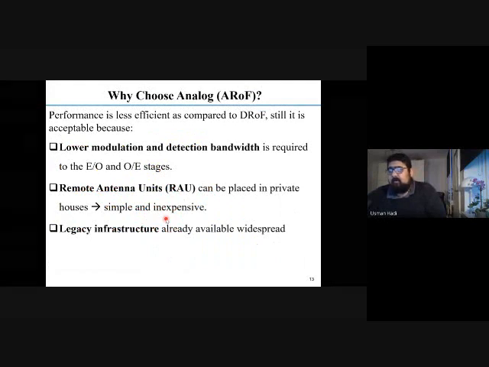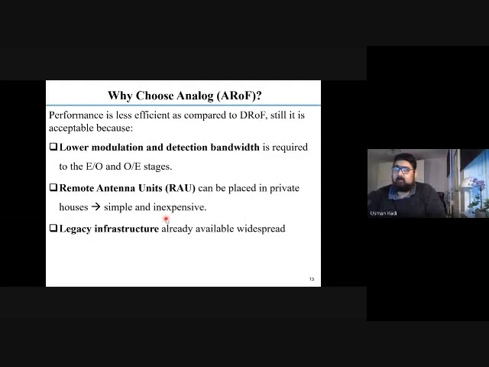Now, the first point that we are going to discuss in this webinar is why we are relying on analog radio over fiber. By analog, I mean the simplest form that you have seen previously in the block diagram. And we start with that system of radio over fiber. The reason is that they have low modulation and detection bandwidth at the electrical to optical and optical to electrical stages. That is the laser side and the photodiode. And then the remote antenna units, they can be placed domestically at your private houses, and they are simple and inexpensive.